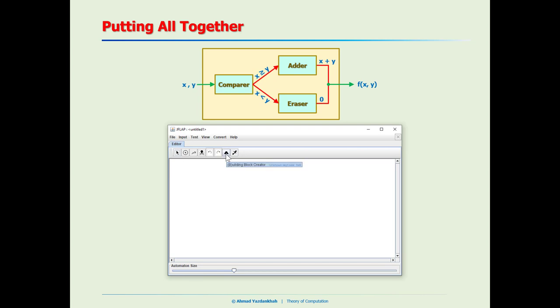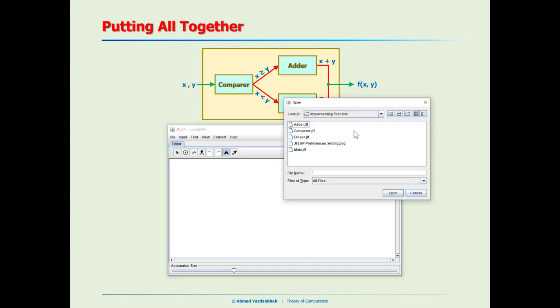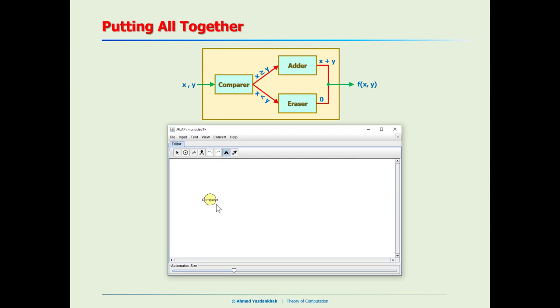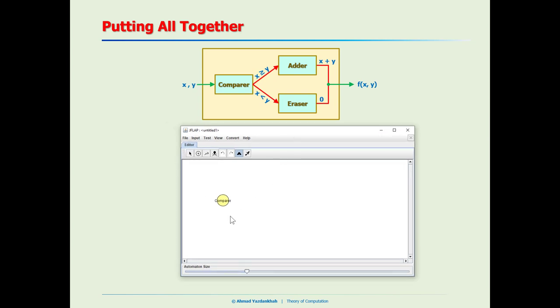All right, so let's start from here. We want to inject the comparer first. So we put it here, one of those blocks which I saved as a comparer. You should say comparer, open it. You see, it looks like a simple state, and you can even make it an initial state or final state as well, right?